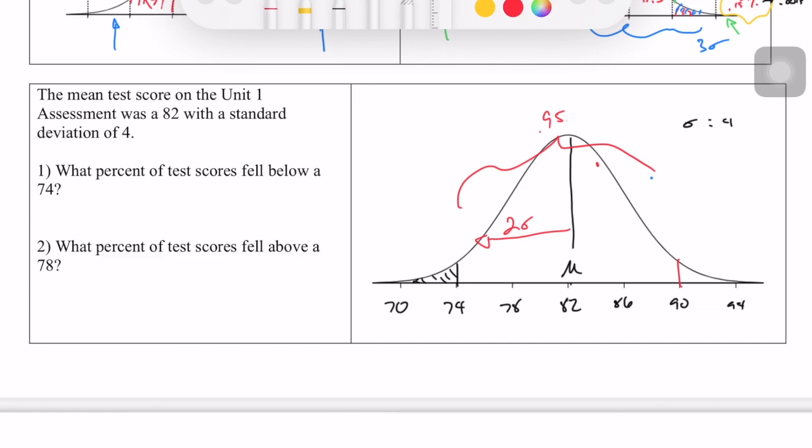So if that's 0.95, what is left over on the tails? Well, what's left over on the tails has to be 5% or 0.05, but between the two, so this has to be 2.5% or 0.0025. Make sense? Oh, that's for percent. What did I say? 2.5.